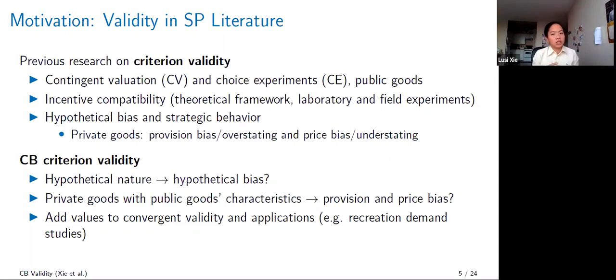Thinking of a recreation activity or recreation trip, it's private for the recreationist, but the site attributes, for example, the wildlife population, are public to people, and as a result, the CB responses could be subject to provision and price bias. Again, we don't know for sure. And the third reason for doing this is we think assessing criterion validity will add value to convergent validity and help with the applications of CB methods.